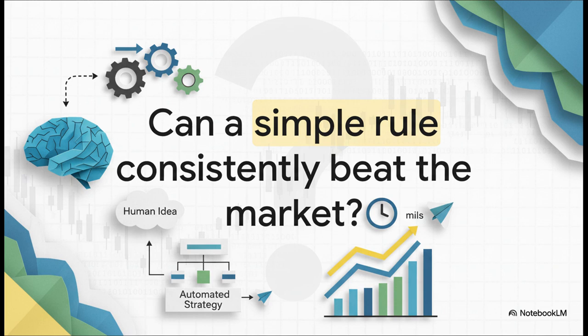This is the billion-dollar question, isn't it? Can a simple, repeatable rule that you program into a computer actually outperform human intuition over the long haul? To figure that out, we really need to understand the journey from a basic concept to a fully automated strategy that's firing off trades in the blink of an eye.